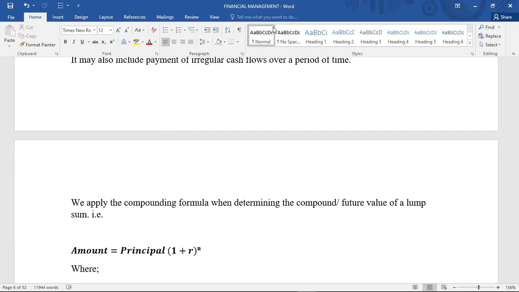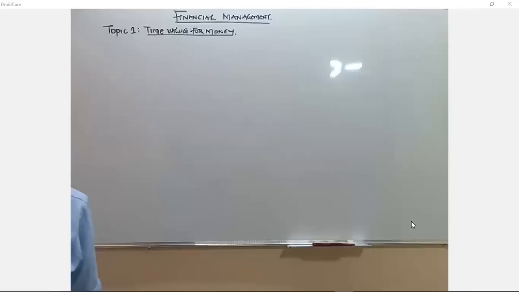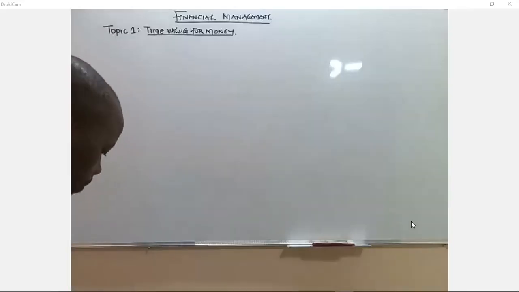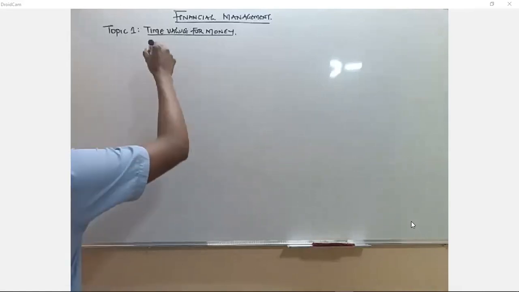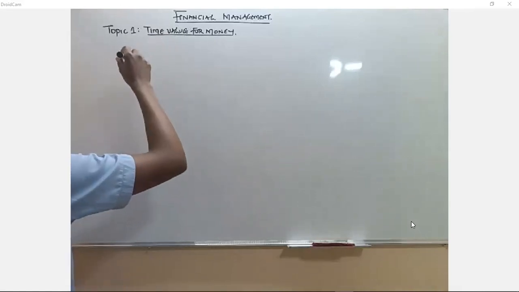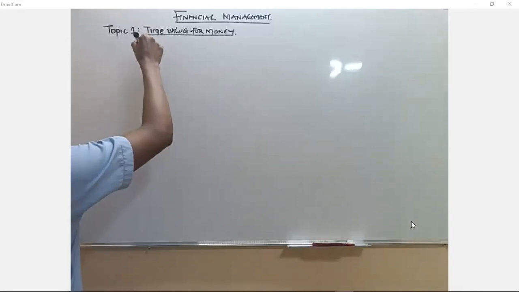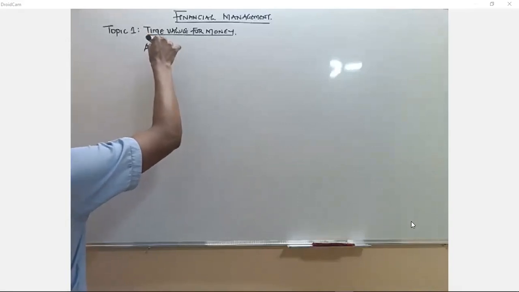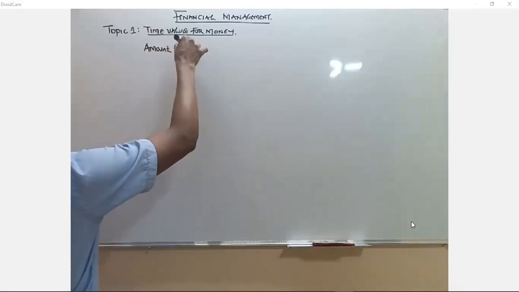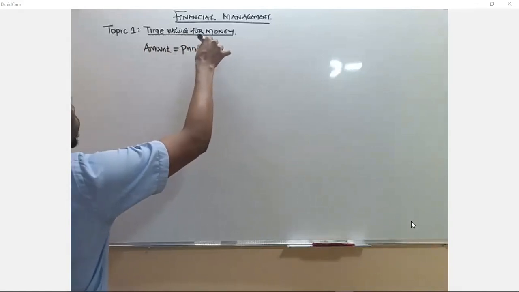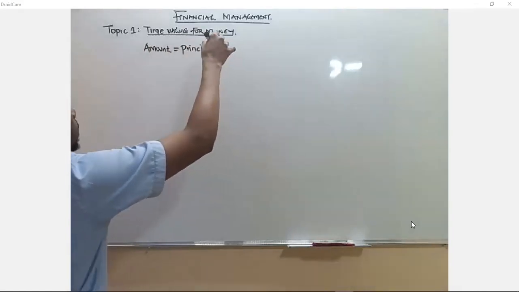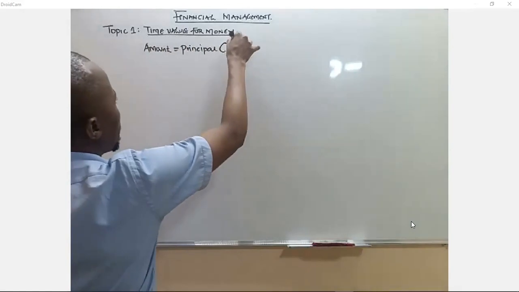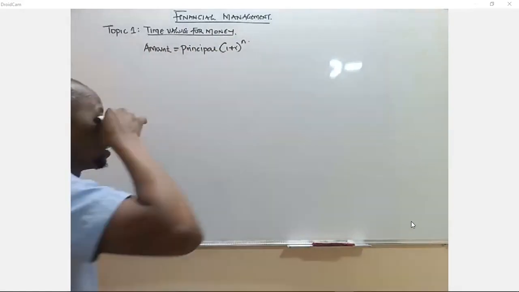So when you go to our board here, you're going to be looking at something like this, right? We had a certain formula before to determine the compounding technique. In this case, we used to say the amount should be equal to the principal, then 1 plus r, we raise to power n.